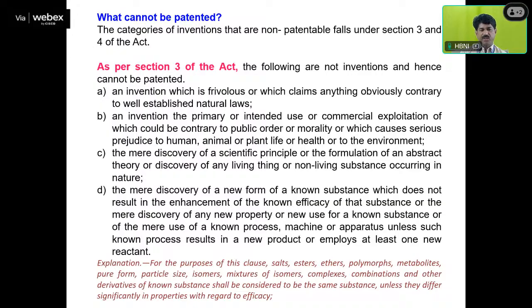So mere use of known processes, machines, apparatus, unless such known process results in a new product or employs at least one new reactant, will not be given the patent. Here I have given just an explanation that for the purpose of this clause, salts, esters, ethers, polymorphs, metabolites, pure form, particle size, isomers, mixture of isomers, complexes, etc., are considered to be the same substance unless they differ significantly in properties with regard to efficacy. So those things will not be given a patent if the first substance is already patented.